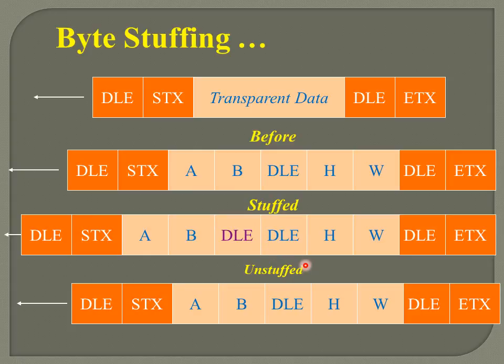So now at the receiving end, this stuffed DLE character will be removed. A destuffing will take place, and this will be your destuffed data that you get back. Remember, you can see that this is the same as the data that was transmitted. So this is a simple byte stuffing mechanism that is used.